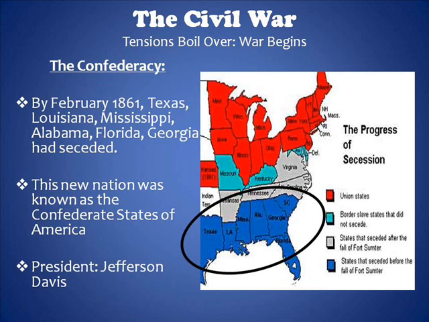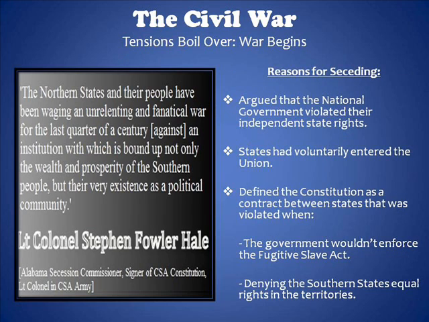And by February 1861, Texas, Louisiana, Mississippi, Alabama, Florida, and Georgia joined South Carolina and also seceded, or broke away from the Union. On February 4th, the delegates from these states met to form a new nation, calling themselves the Confederate States of America, and their president, Mr. Jefferson Davis. And the reason the southern states gave for seceding was basically that their individual state rights had been violated by the United States national government.